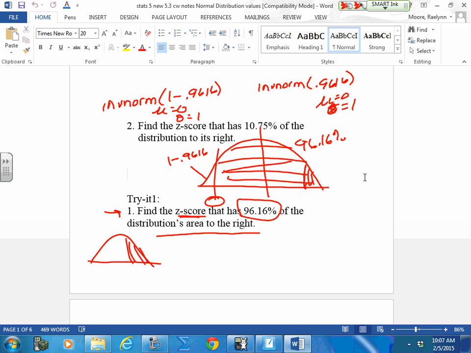So, looking up in your table, 96.16, do you find that exactly? 96.16 exactly. So that's 1.77, and I would have to be on the negative side. Okay? Are we good with this?